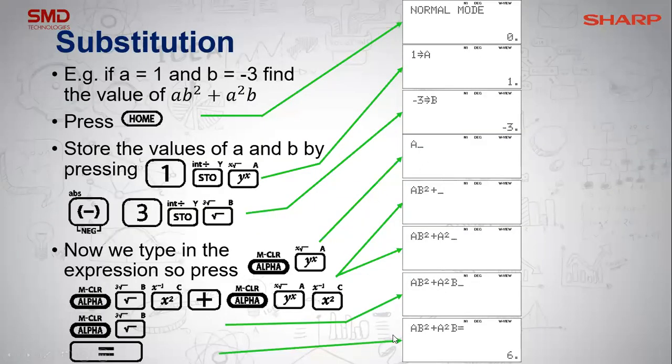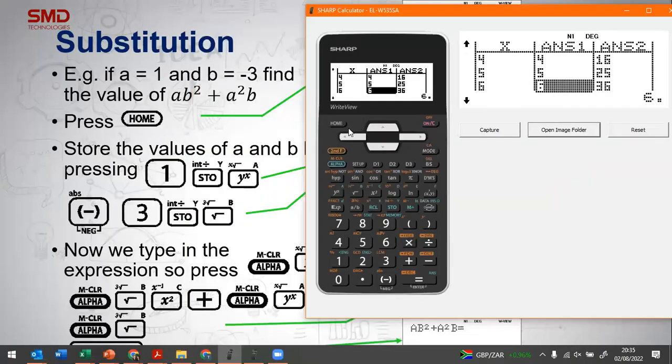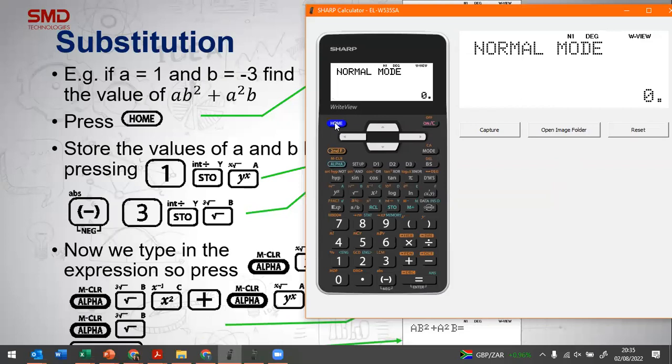Cool. We also have a wonderful way to do substitution using your calculator and your memory keys. So I'm just going to show you both screens here so that you can see my example. So for example, we've got A has a value of 1 and B has a value of -3. And we want to find out how much AB squared plus A squared B is worth.